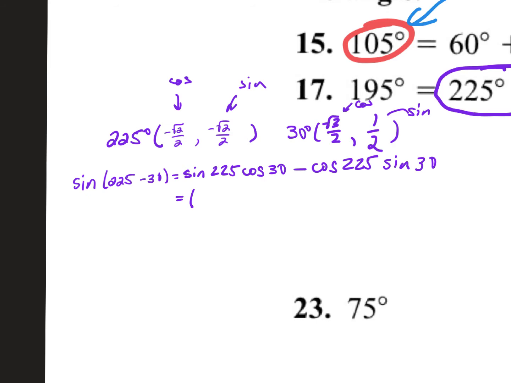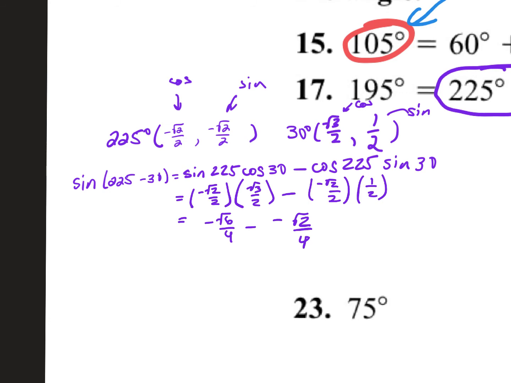So I have sine of 225 is negative root 2 over 2 times the cosine of 30, which is root 3 over 2, minus cosine of 225, which is negative root 2 over 2, times sine of 30, which is 1/2. Simplify, I get negative root 6 over 4 minus negative root 2 over 4. Two negatives, guys, gives us a positive, so this simplifies to negative root 6 plus root 2 over 4.